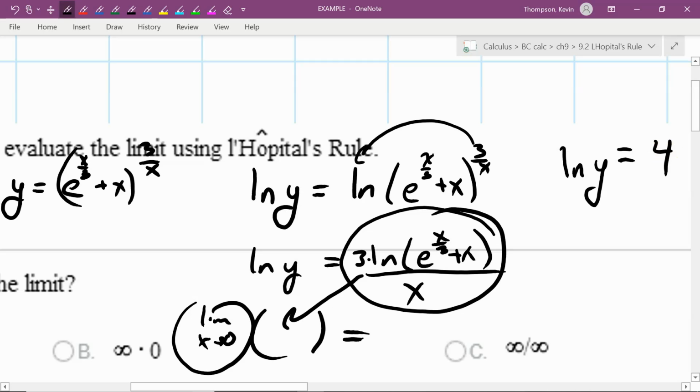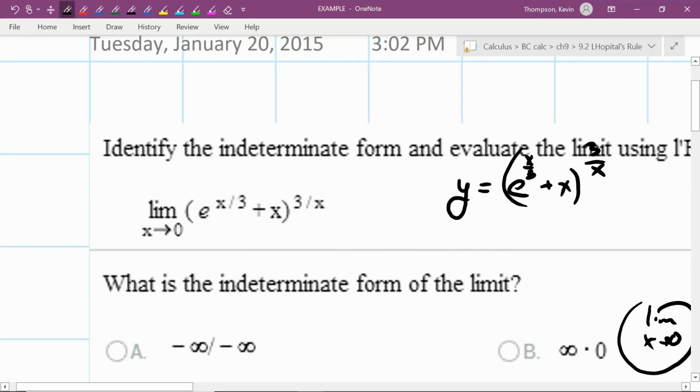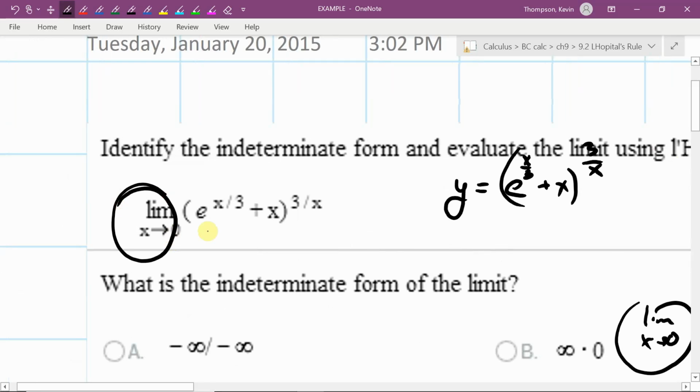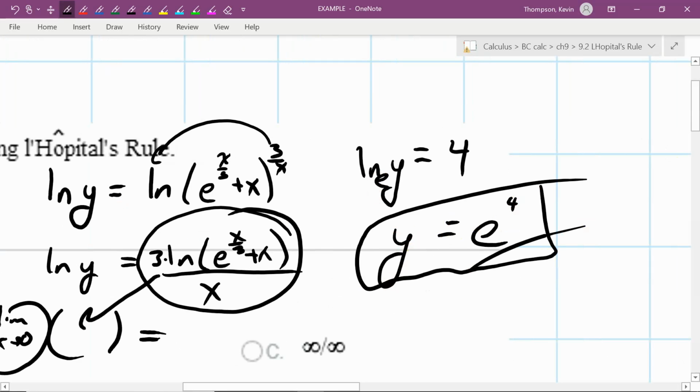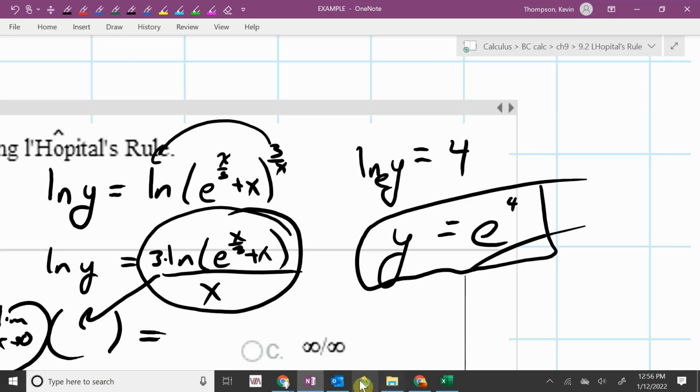And in general, that's not going to be the answer that you want, right? Because we're supposed to be finding the limit as x approaches 0 of what I called y, which means I have really a representation of the natural log of y. And so knowing that this is base e, my final answer here is going to be e to the 4th as that answer. So that's a little bit here about 9.2, L'Hopital's rule. I hope that was helpful.